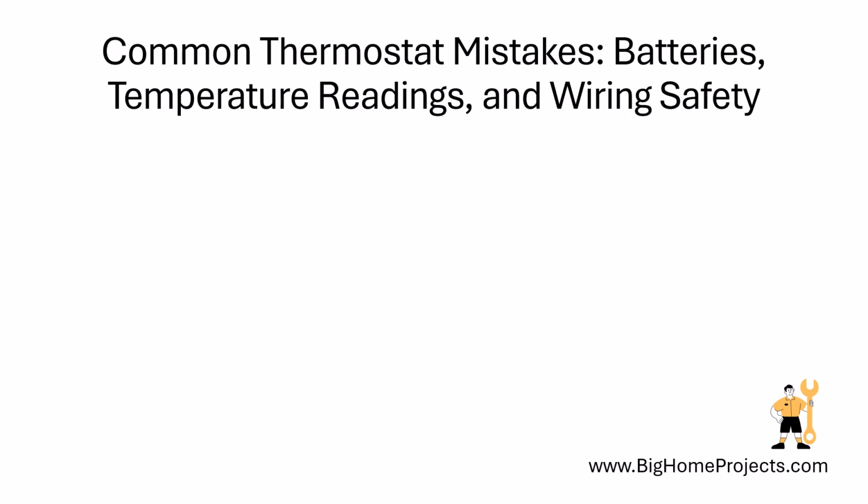Another mistake is assuming a wrong temperature reading always means the thermostat is defective, when sunlight, a nearby vent, a draft, or a lamp can warm the sensor, so move nearby heat sources and compare the reading with a separate thermometer. People also remove wires without labeling them, which can create a dangerous or confusing installation, so take a clear picture and shut off power before touching any wiring.